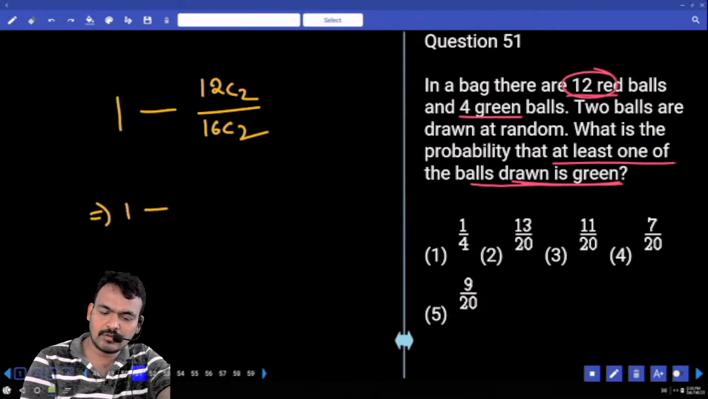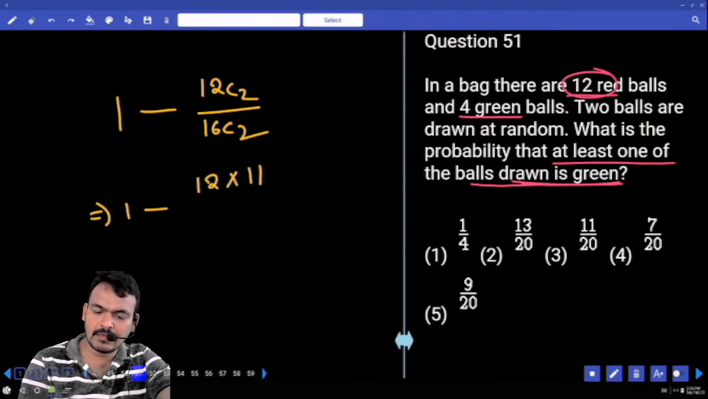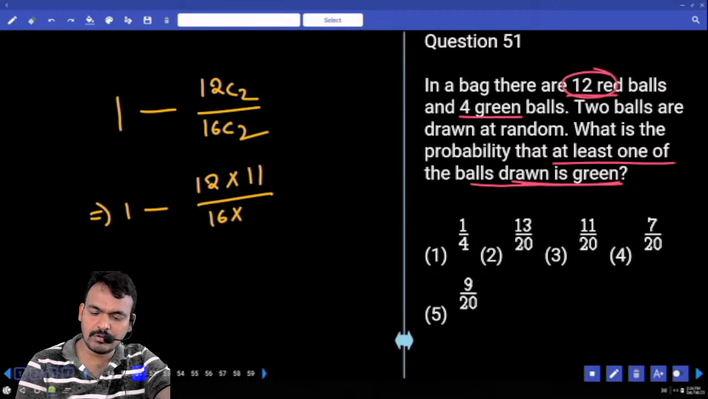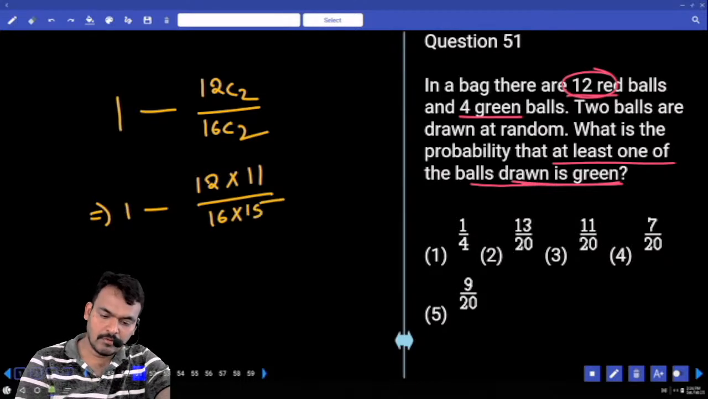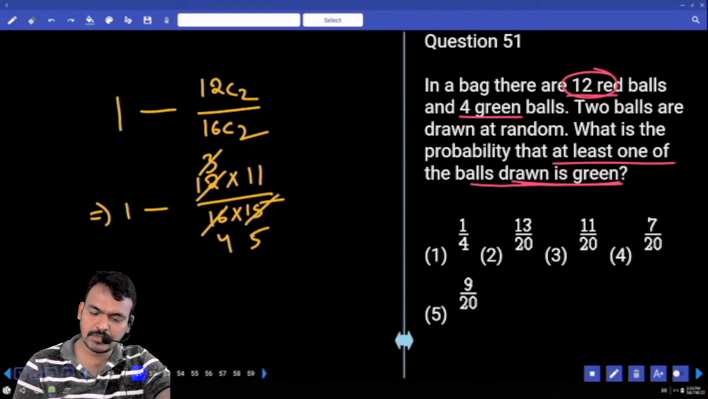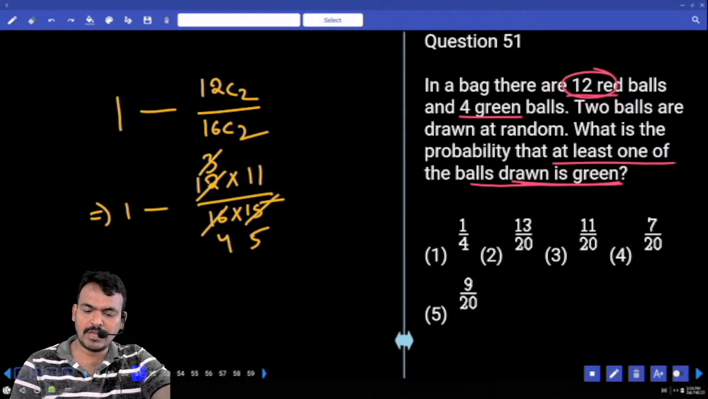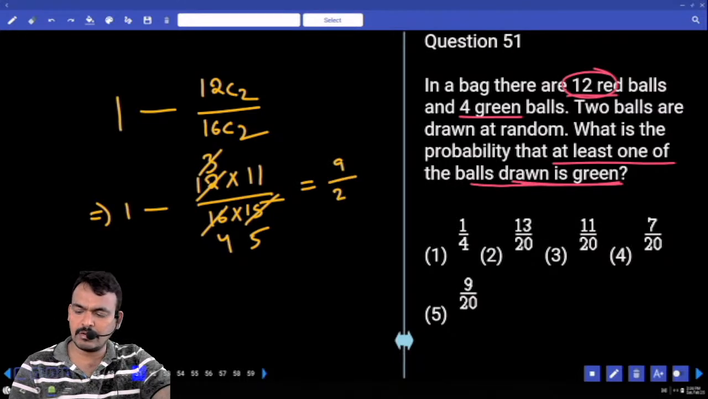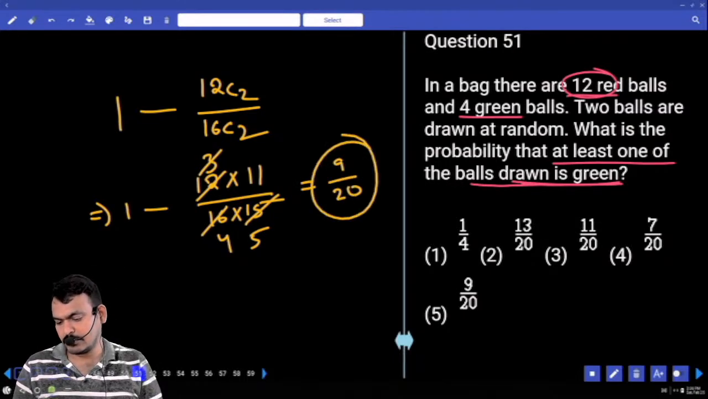12C2 means 12 into 11, by 16C2 means 16 into 15 or not. Okay. 4 3s are 4 times or not. 3 how many times? 5 times. It is 11 by 20 or not. 1 minus 11 by 20, 9 by 20 or not. Which option? Fifth option.